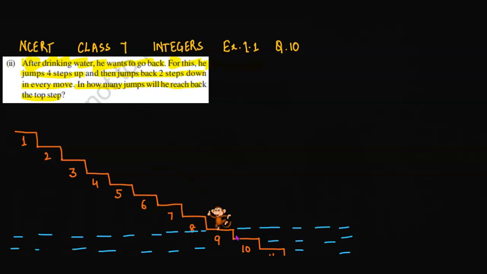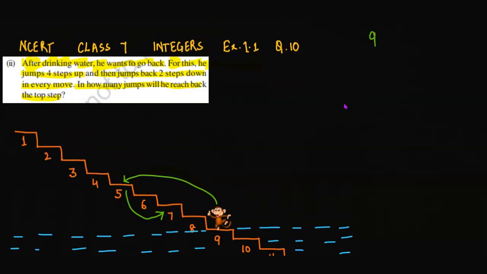So he will reach the step number 5 and then he steps 2 steps down. But do we need to do all this? We have studied how to make the series. So let's make our series.